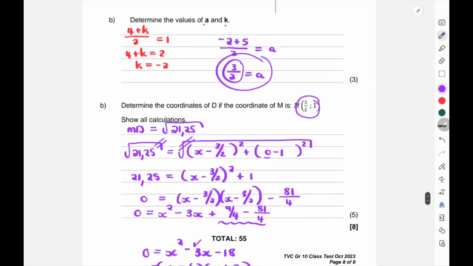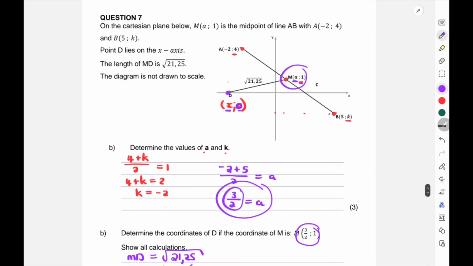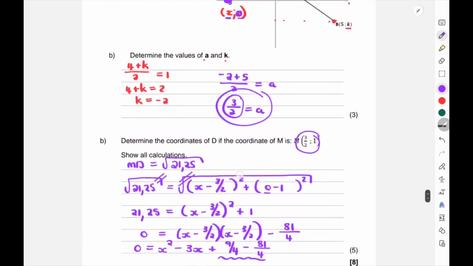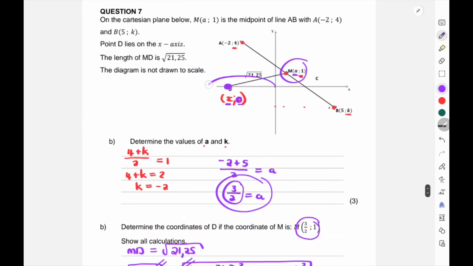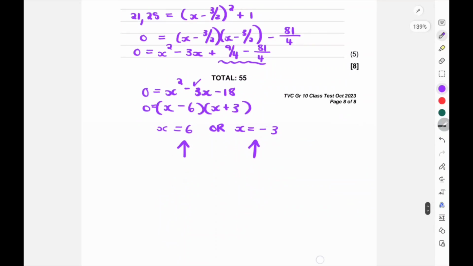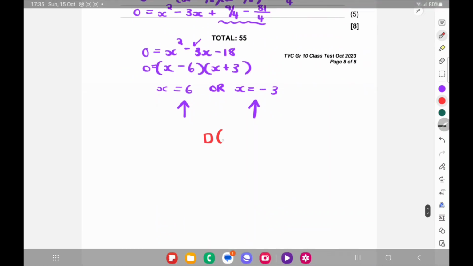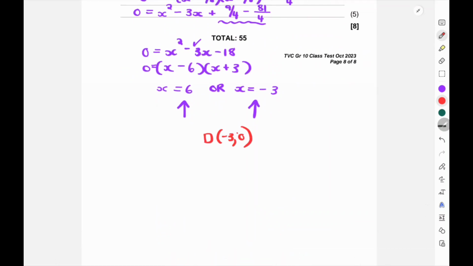So let's just go look again at what the question is. Determine the coordinates of D. So D's coordinates, what do you think the x value would be? Would it be +6 or -3? Can you see that it's lying on the negative side of the x-axis? So definitely x is -3. And they asked you the coordinate of D, which would be (-3; 0).